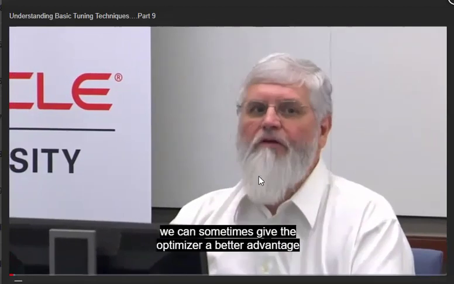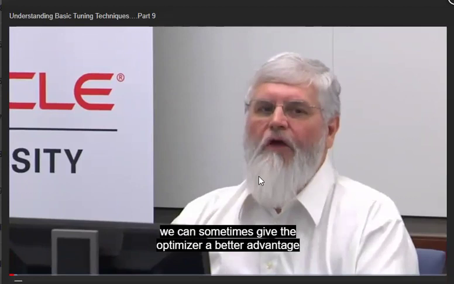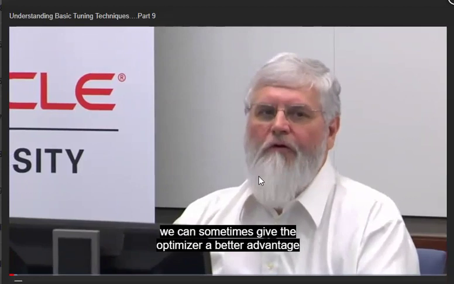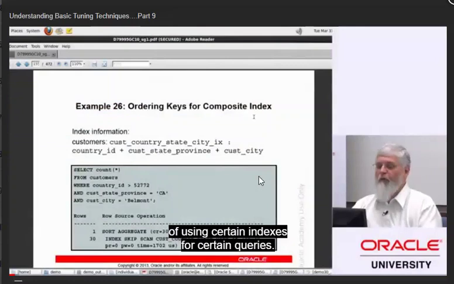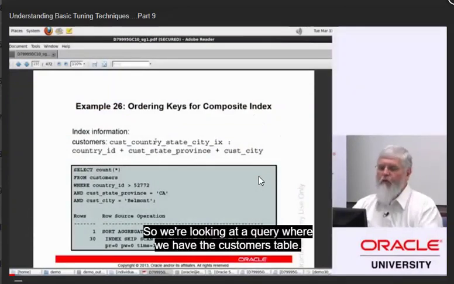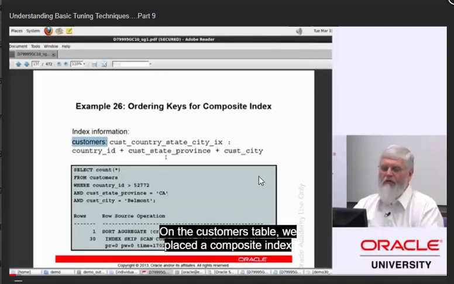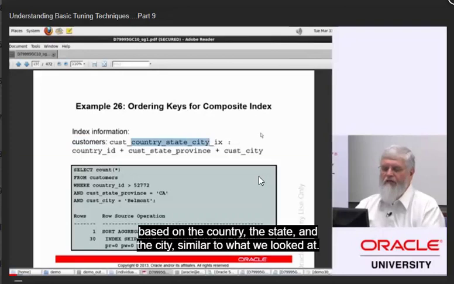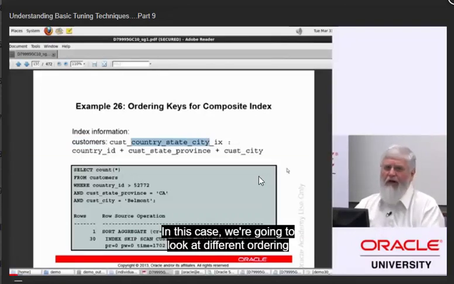So we're looking at a query where we have the customers table. On the customers table, we placed a composite index based on the country, the state, and the city, similar to what we looked at. In this case, we're going to look at different ordering of this composite key, and see if we change the order of these columns that make up this index, if it improves things.